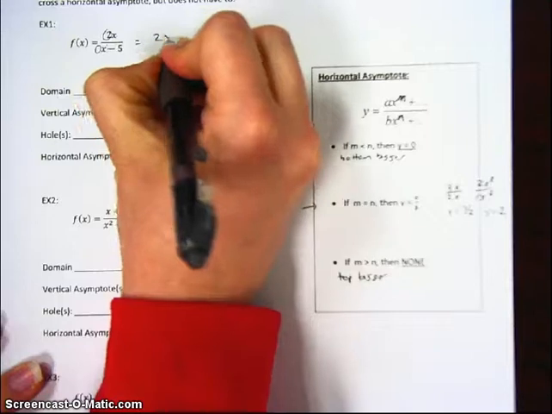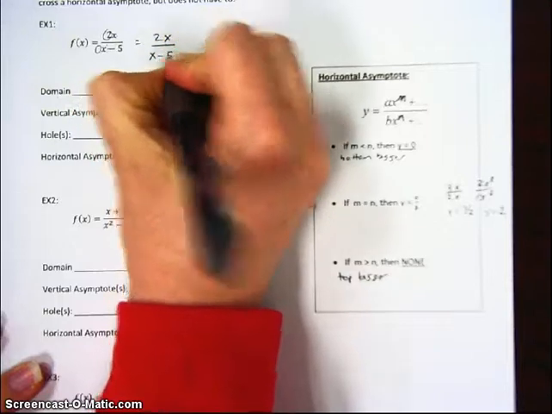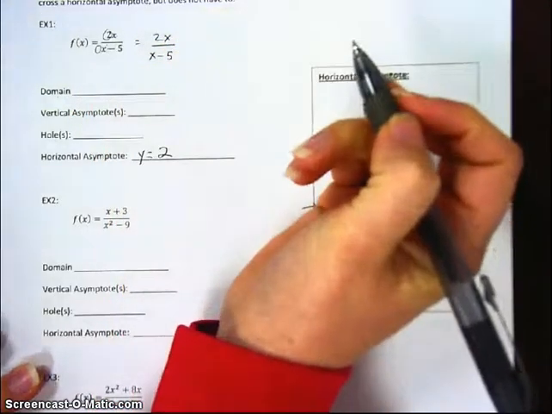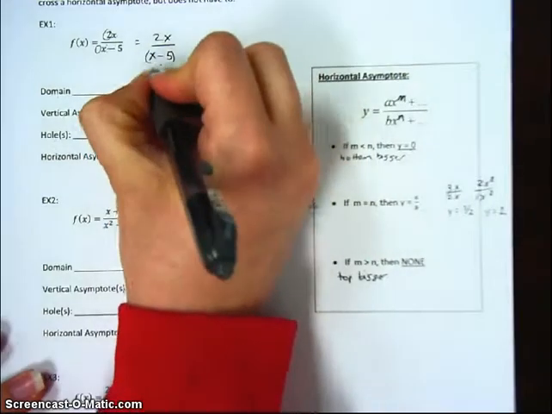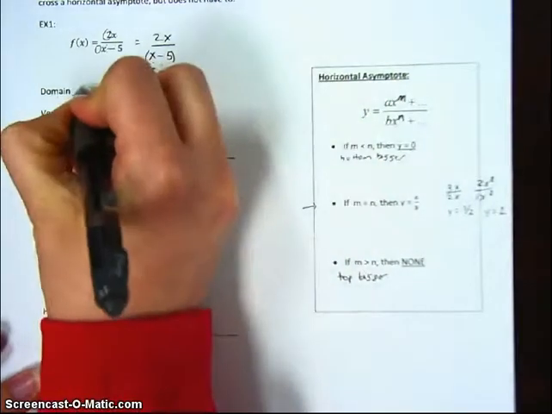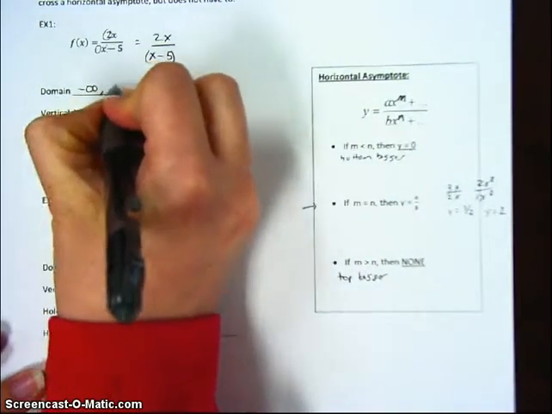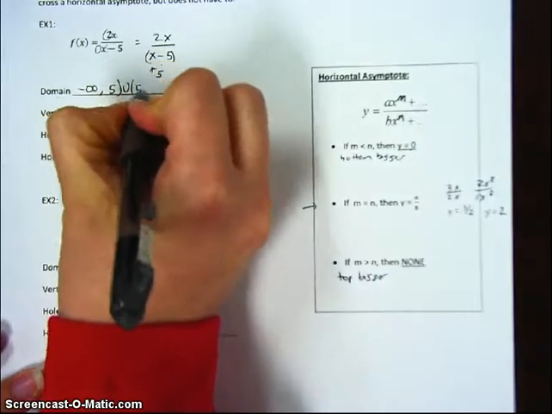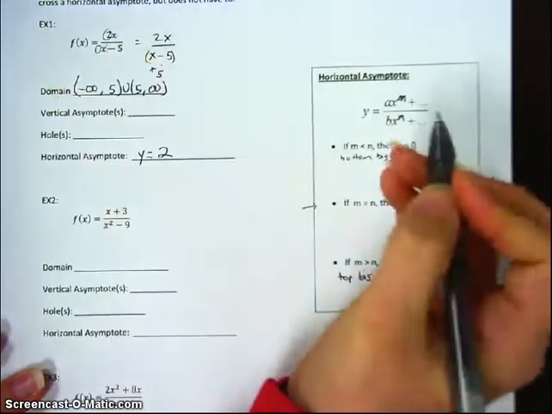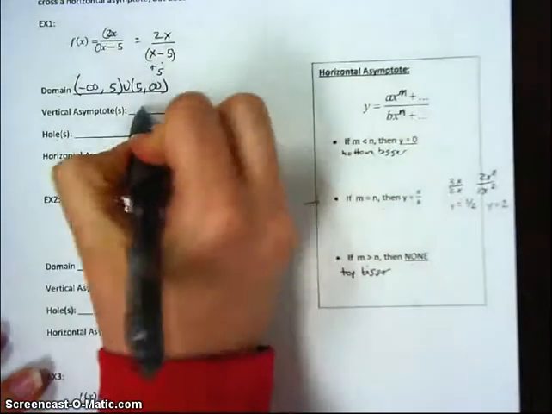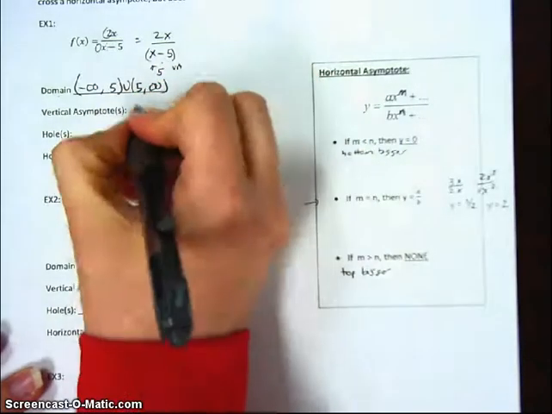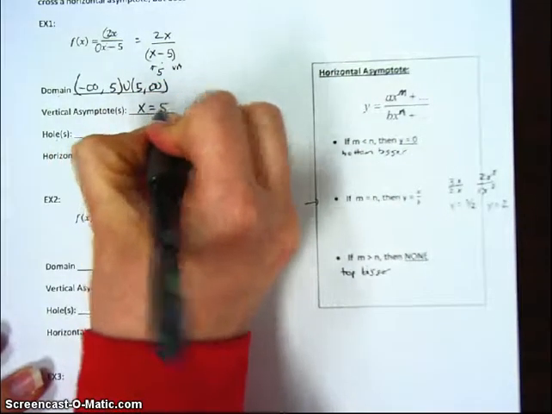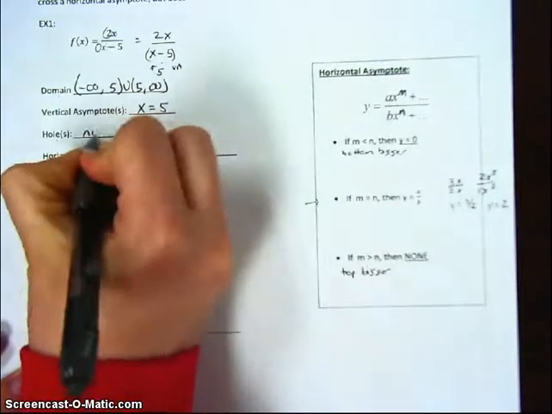I'm going to rewrite it since I scribbled on it. We don't have any squares, so there's nothing to be factored out. We notice what makes our bottom 0. That would be 5. So our domain is negative infinity to 5, union 5 to infinity. Vertical asymptote: nothing cancels out here, so this is going to be a vertical asymptote. So it would be x equals 5. Again, nothing cancels, we don't have any holes.